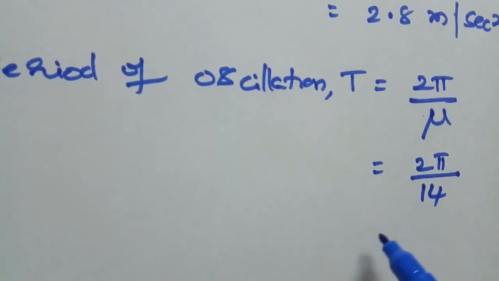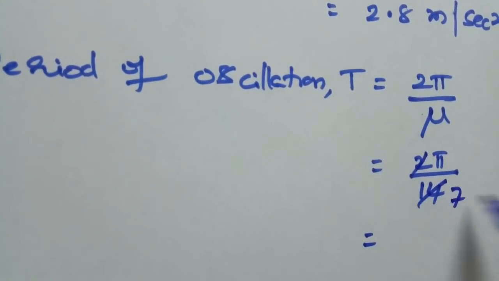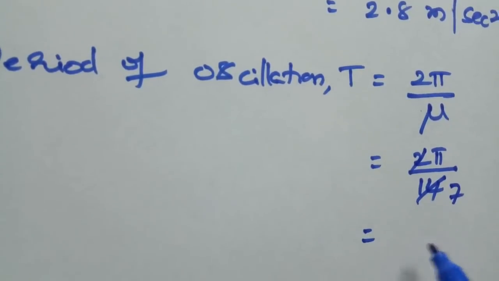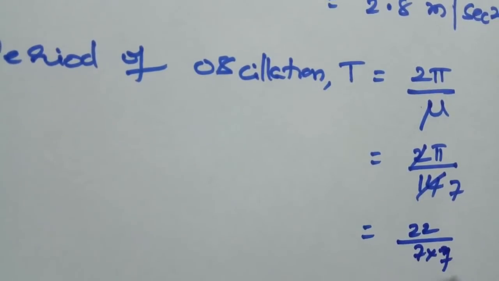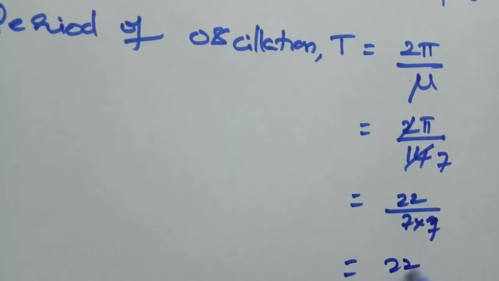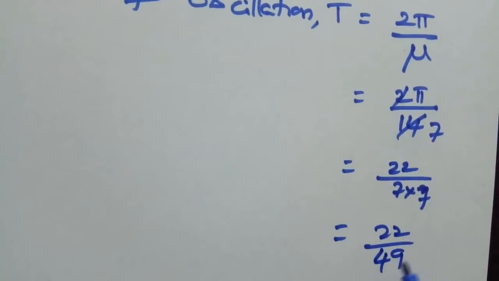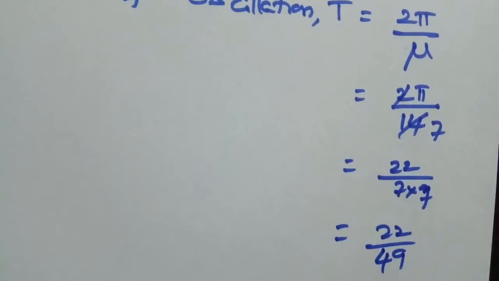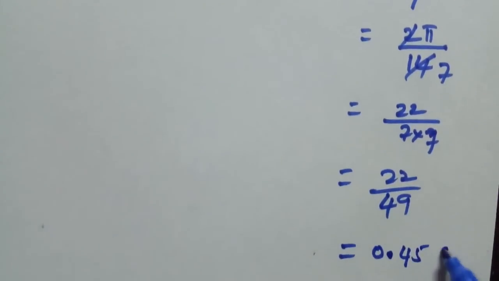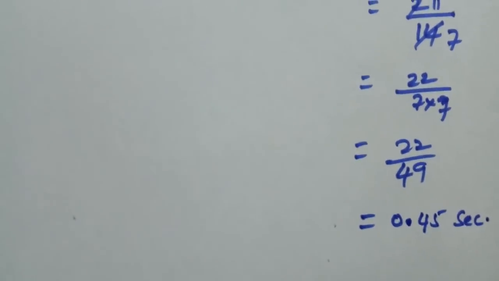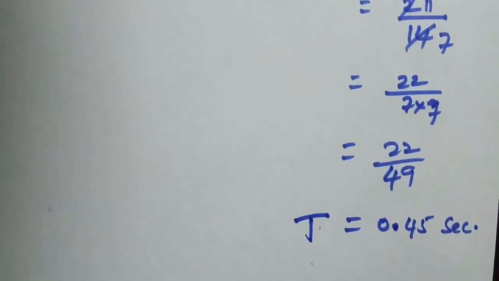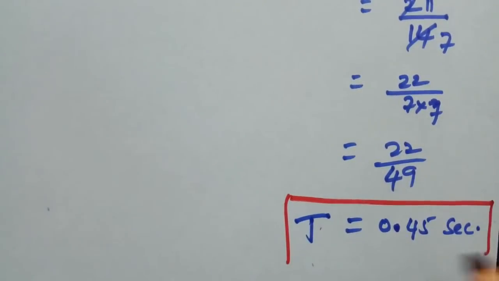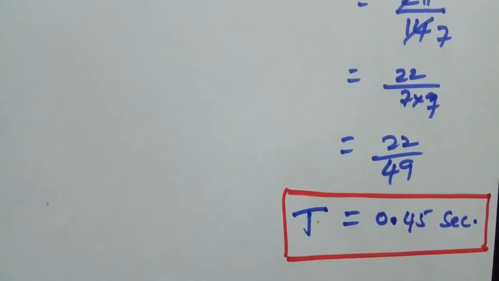Therefore, 2 sevens, this becomes 22 by 7 into 7, pi is equal to 22 by 7. Therefore, that is 22 by 49, that is equal to 0.45 seconds. This is the period of oscillation, capital T. This is the required solution of the given problem.